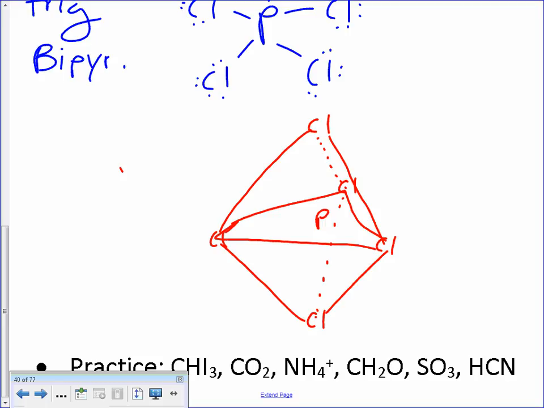That looks kind of like a pyramid. It's like this is an equator, and this triangle is a pyramid on top and a pyramid on bottom. That's kind of what it looks like.